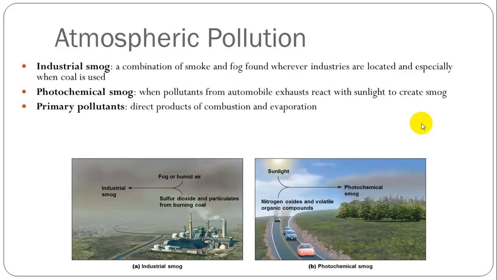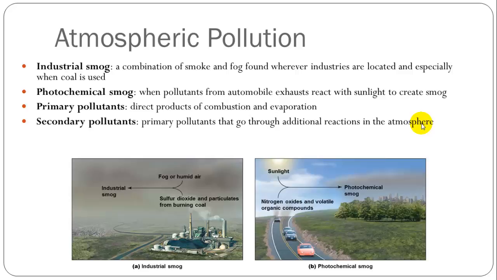Atmospheric pollution can be a primary pollutant, which is the direct product of combustion and evaporation. So industrial smog, most of that is direct primary pollutant. And then you also have secondary pollutants, which go through an additional reaction in the atmosphere, usually with sunlight or ozone, to produce a different substance, which then hangs out in the atmosphere. So photochemical smog is a secondary pollutant, and there are lots of pollutants from industrial smog, which also turn into secondary pollutants.